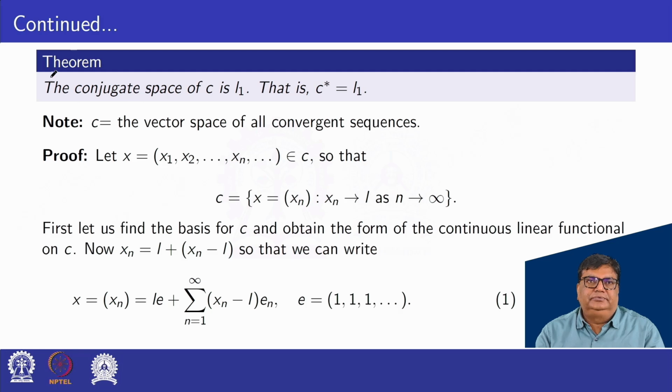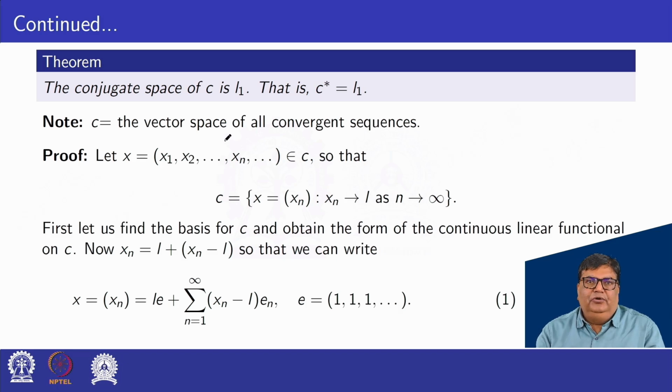Theorem. The conjugate space of C is L1, that is C star equal to L1. What is C? C is known as the vector space of all convergent sequences. Proof.